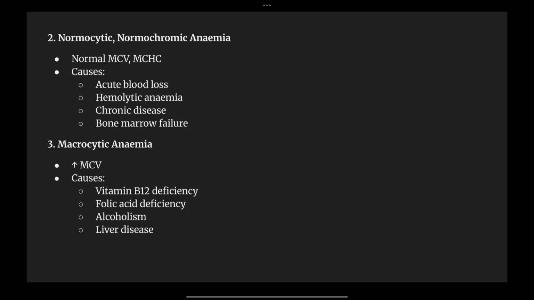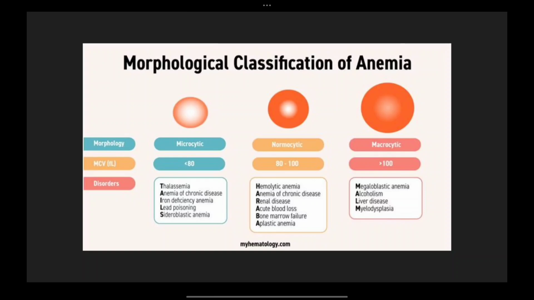Now macrocytic anemia is the increased size of the RBC. There is an increased mean corpuscular volume, and the causes could be vitamin B12 deficiency, folic acid deficiency, alcoholism, and liver diseases, which can cause macrocytic anemia or the increased size of red blood cells.